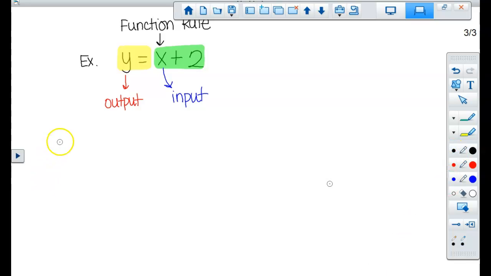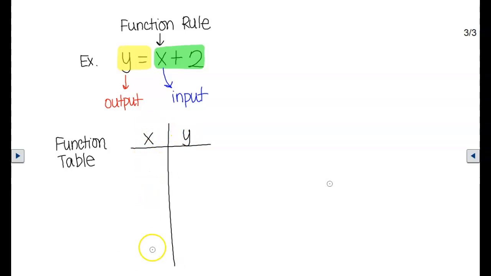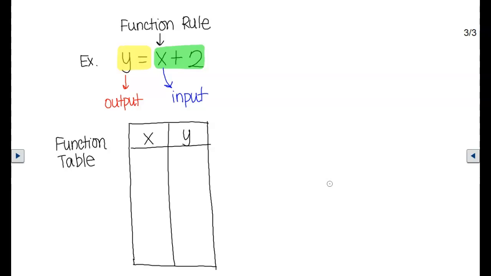All right, let's look at how this works. To do that, we are going to make something called a function table, and you've done this before. In a function table, I'll make 2 columns. The column on the left is labeled x, and the column on the right is labeled y. Here's where I'm going to put my input, and here's where I'm going to put my output.